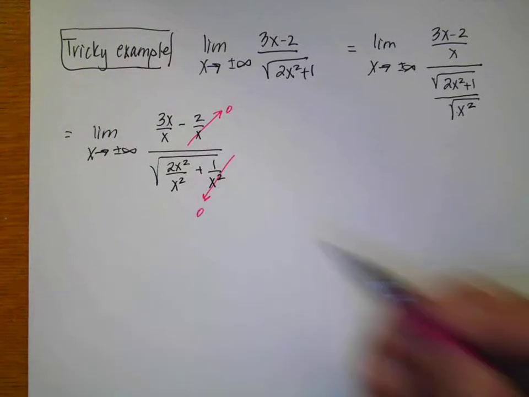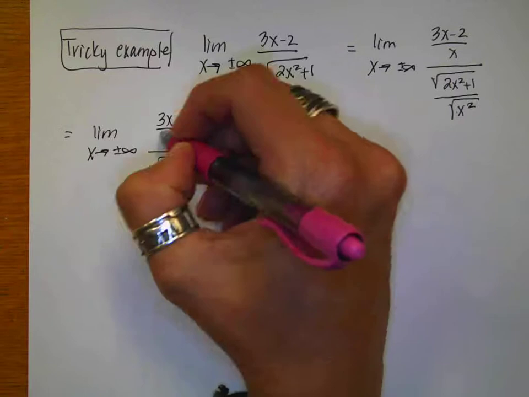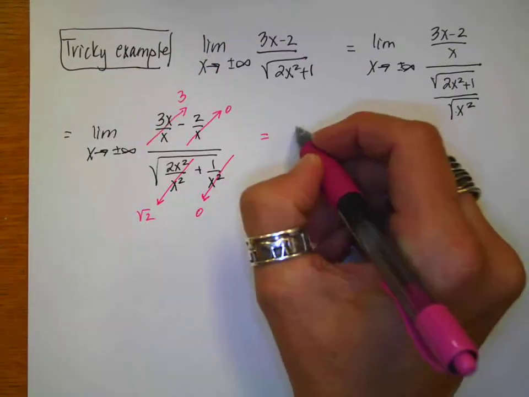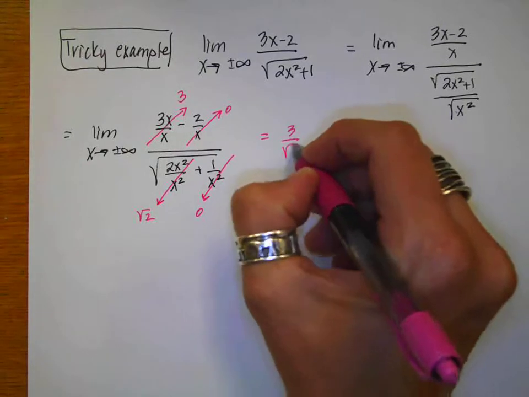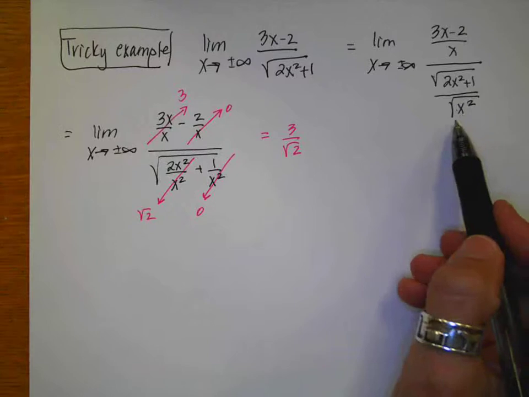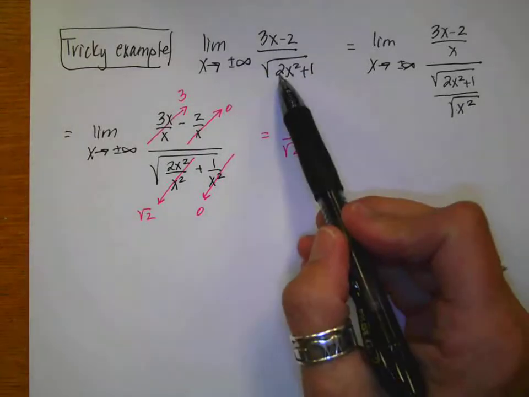Well, the limit of this term is 0. The limit of this term is 0. The limit of this one is radical 2. And the limit of that one is 3. So the limit is 3 over radical 2. Alrighty? So if you'll notice, this is where it gets kind of entertaining. So that's the tricky algebra, and it was this little step right here.